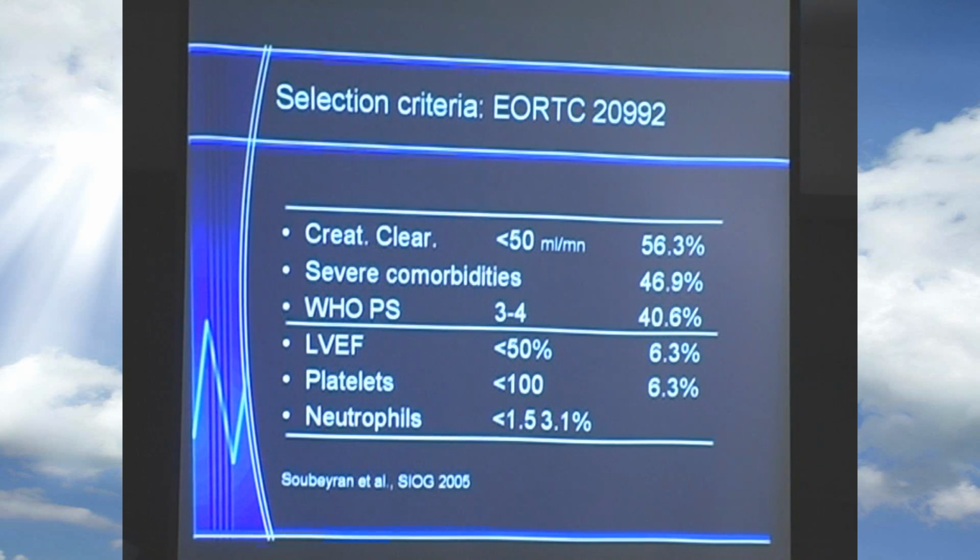The standard chemotherapy for lymphoma is CHOP, even in the elderly. And so they took basically patients who could not receive CHOP. That's how they defined their frailty criteria. And they gave them CVP.